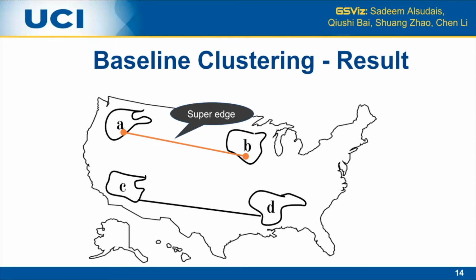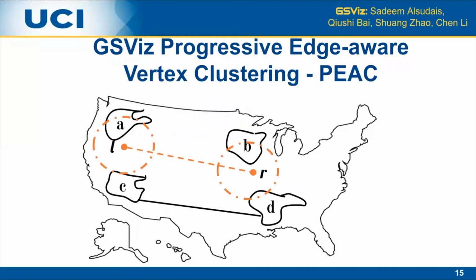Notice, however, that we could have avoided creating a new super edge, which potentially increases visual clutter by exploiting the fact that there exists already a super edge between two of the candidate clusters, C and D. We introduce our progressive edge-aware vertex clustering, PEAK, which uses the existing information of the relations between the clusters to merge points L and R into C and D respectively.